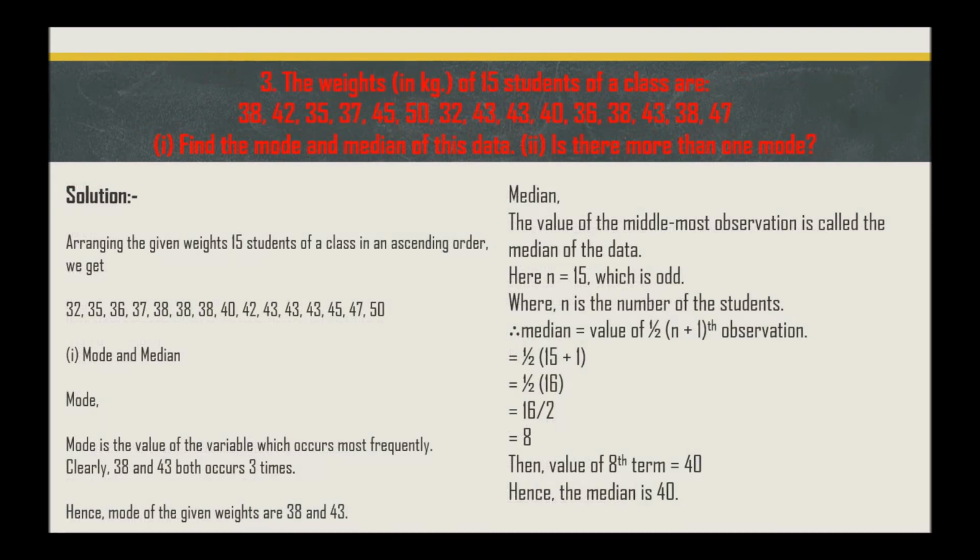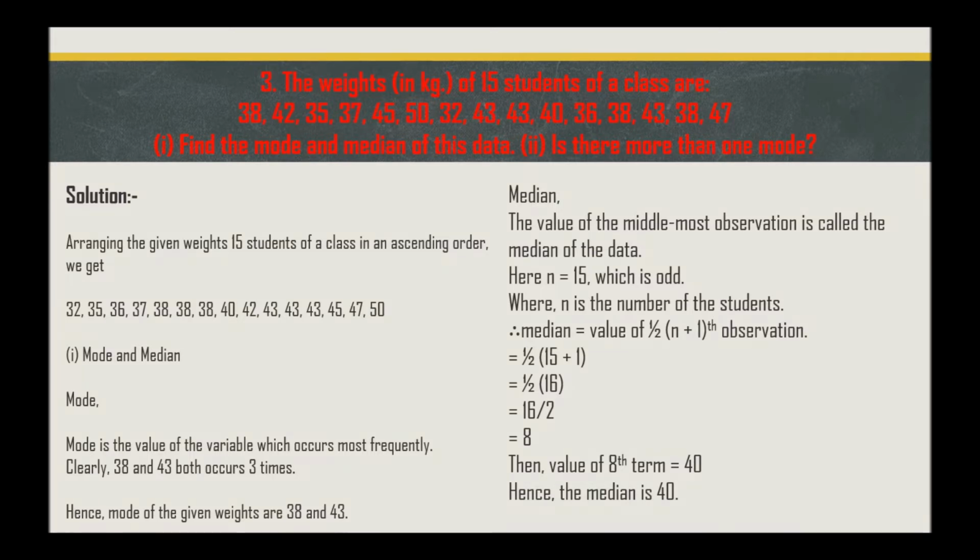Next, the weights in kg of 15 students of a class are given. These are the weights. We have to find the mode and median of this data. Is there more than one mode? We will first arrange them in ascending order. Then we will find the mode. Mode is the value of the variable which occurs most frequently. Now 38 and 43 both occur 3 times. So the modes of the given weights are 38 and 43.